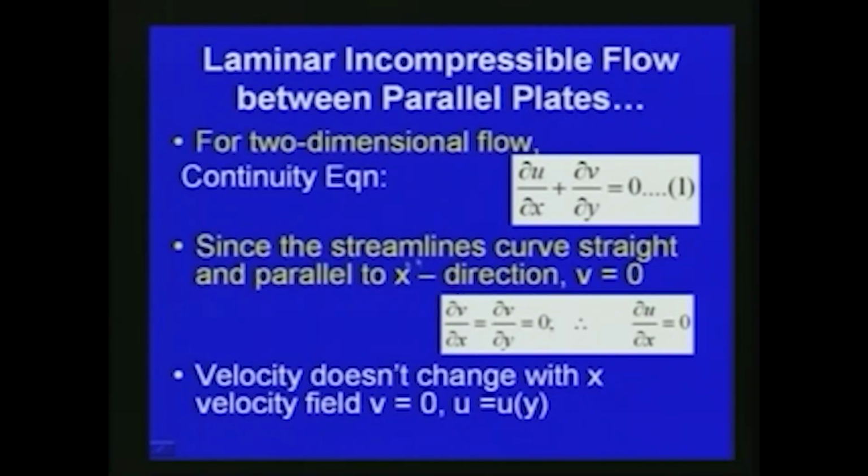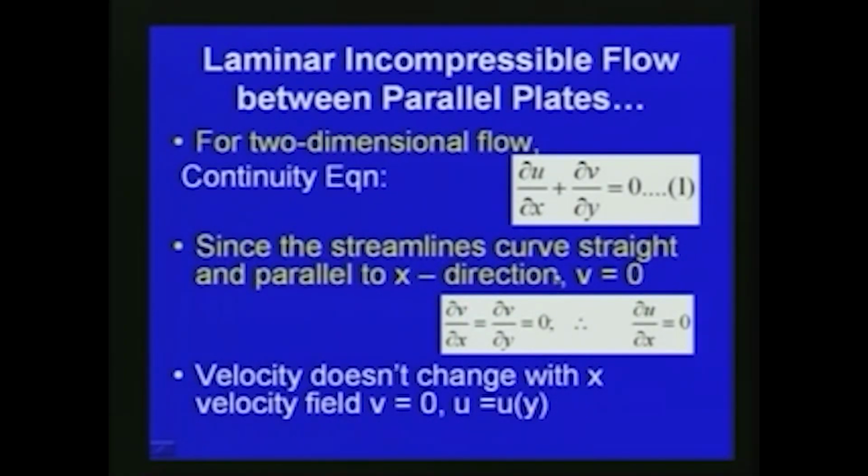Then from the continuity equation we can write del u by del x plus del v by del y is equal to 0. Since the streamlines are straight and parallel to the x direction, you can see that the velocity component v is equal to 0. So for this particular case, there is only one velocity component in x direction, and the other velocity component v is equal to 0.